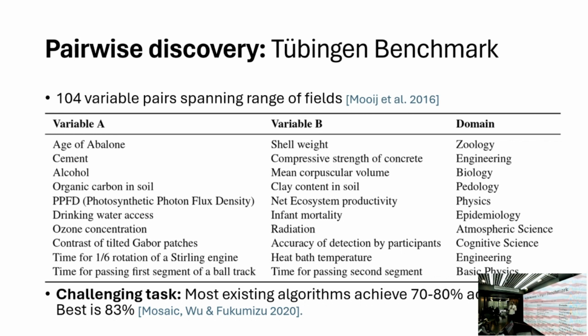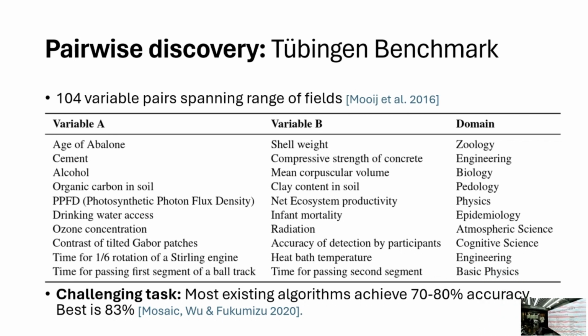So I tried with pairwise discovery first. And it's actually a magnificent piece of work by Mooij et al. And a lot of people after him who have looked at this, created this data set and also looked at different ways in which you can predict the relationship, right? So it has things from zoology, engineering, biology, atmospheric science. Whatever field you're interested in, you'll find some nodes here, some pairs which are from that field. And then the challenging task is that most existing algorithms used to achieve about 70 to 80% accuracy. The best, I think, was 83%.